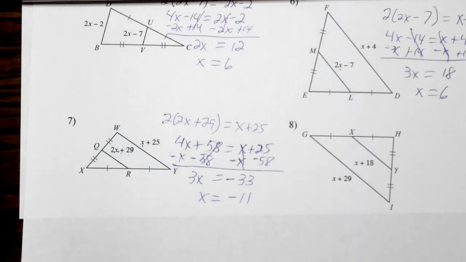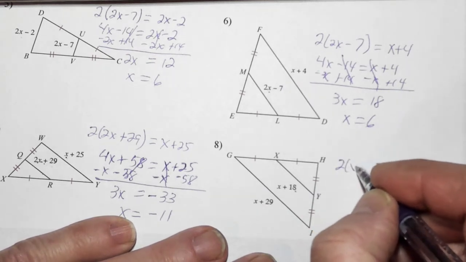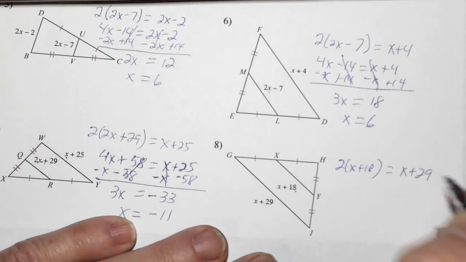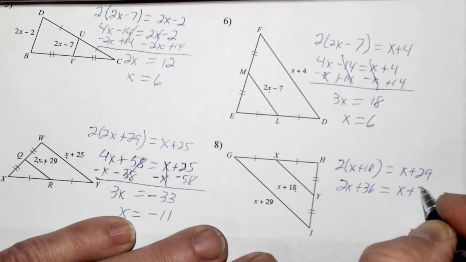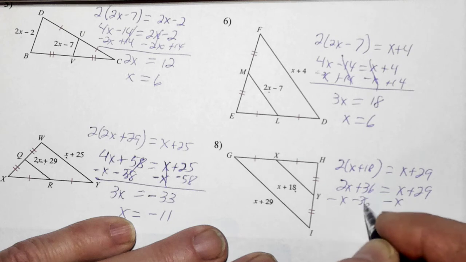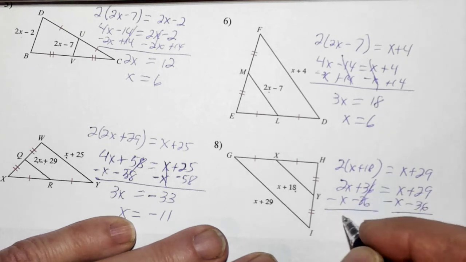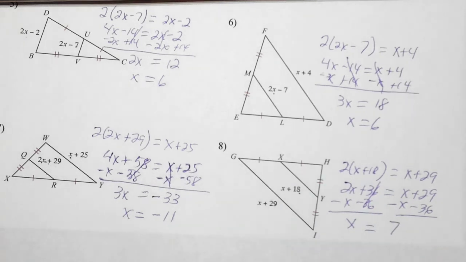And that's what your assignment's on today. We'll look at this one last example. We double the mid-segment, and it's equal to the bottom of the triangle. So 2x plus 36 equals x plus 29. Minus x, minus 36, and I get that x equals 7. Try the assignment now.